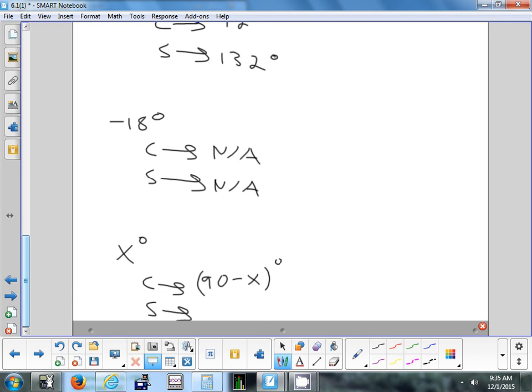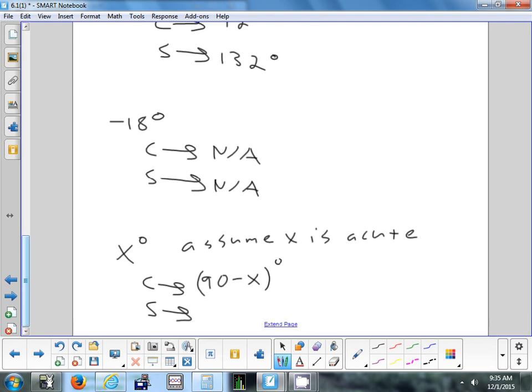Here we have to assume that x is an acute angle. If x was 100 degrees, it doesn't have a complement. So assume x is acute. Now for the supplement, we don't have to assume that. x could be 100 degrees and we could still have a supplement to it, but we'd have to assume x is less than 180. So what would be my supplement? 180 minus x.